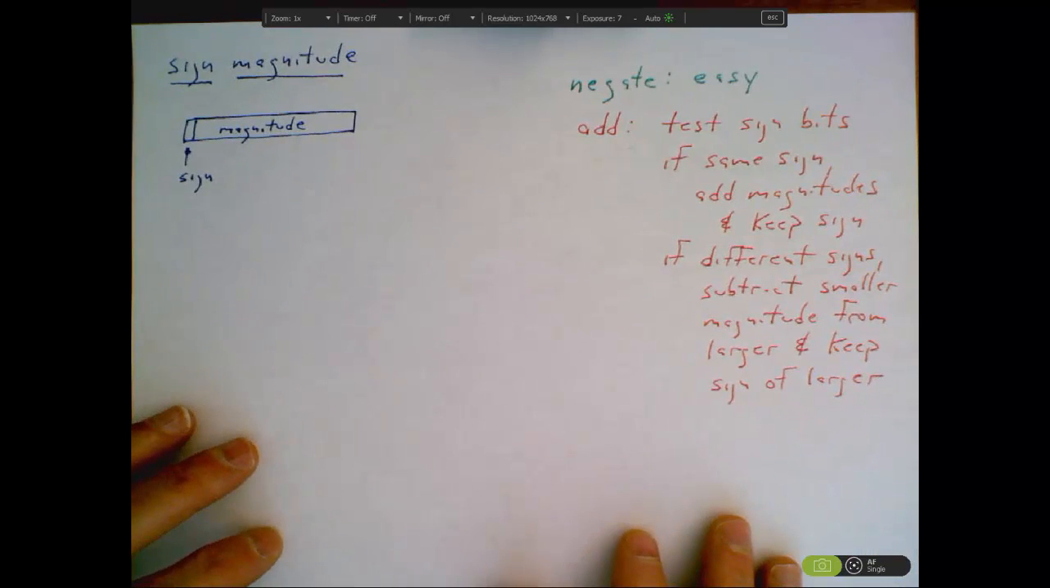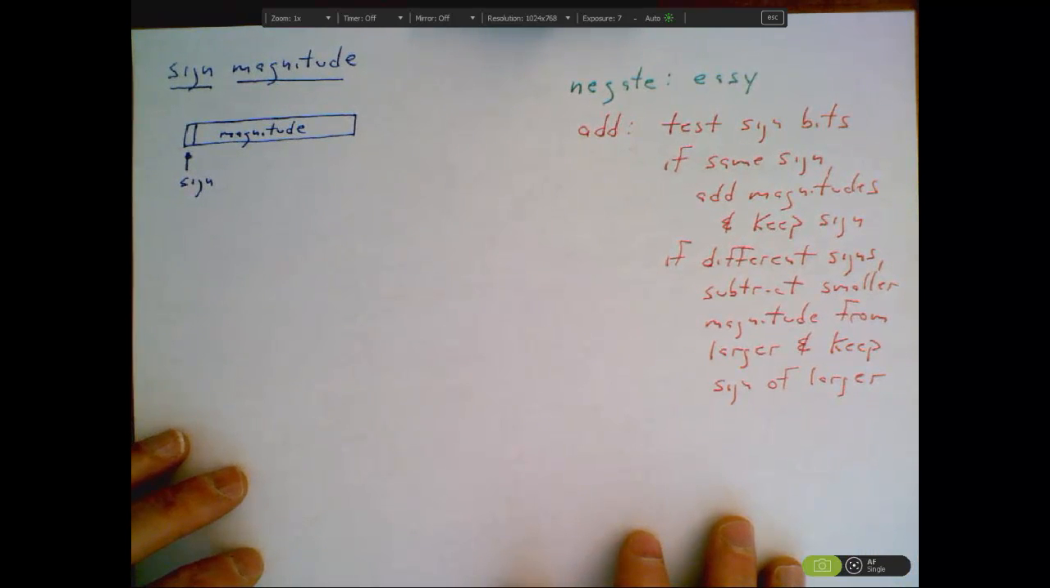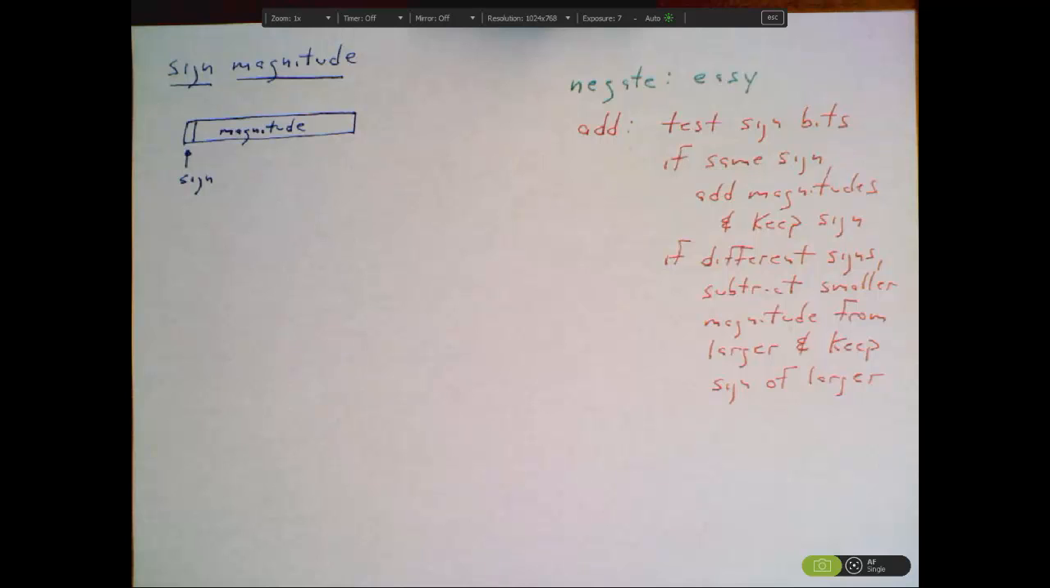Sign magnitude is probably what you would come up with on your own if you were first thinking about it. It's the idea of just adding an extra bit on the left that indicates the sign, with a 1 bit indicating negative and a 0 bit indicating positive. So if we think about basic operations on this representation, negate is easy. We just flip that leftmost bit.